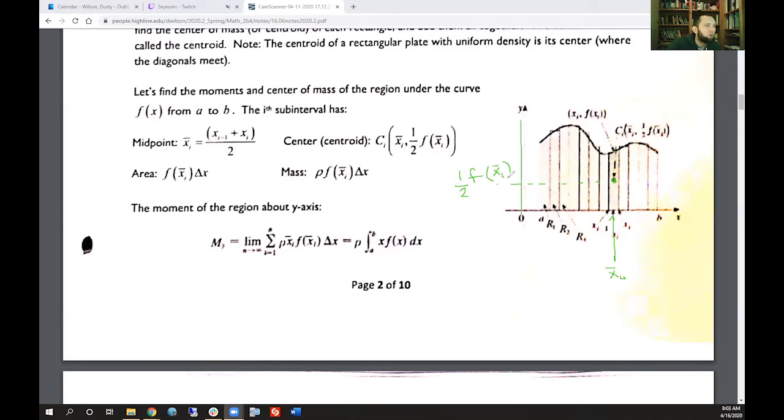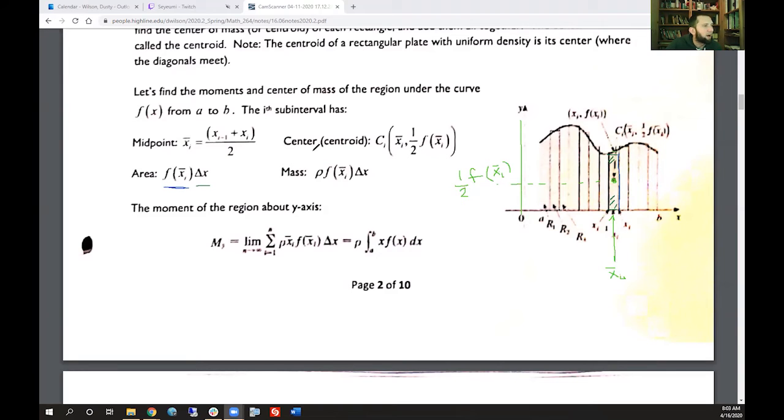The area would be the overall height times the width. So the overall height here would be this height, and the width would be here. And so there's the area of this rectangle. And of course, the mass would be whatever that area is times the density.